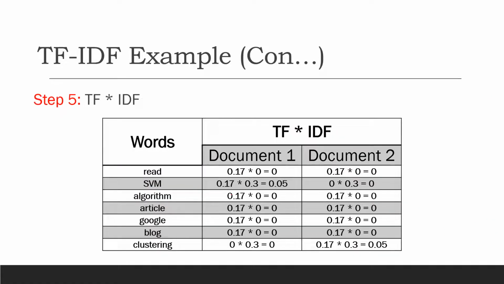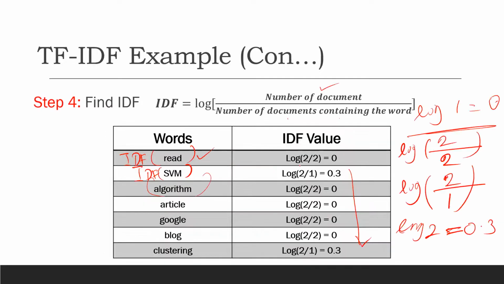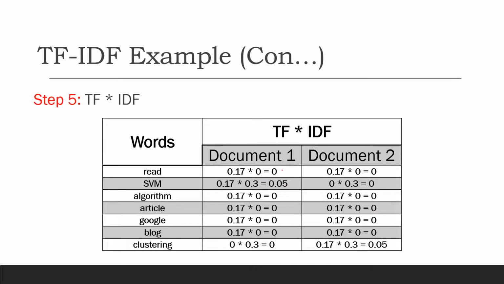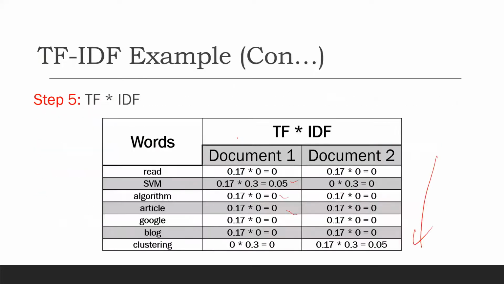Then you need to multiply the term frequency and the IDF values. So it's a normal thing. We already know 0.17. Here the IDF value is equal to 0, so the total is 0. And 0.17 times 0.3 is 0.05. Likewise, you can calculate. This is the weight of all the words. This is how we can calculate the weights of words.